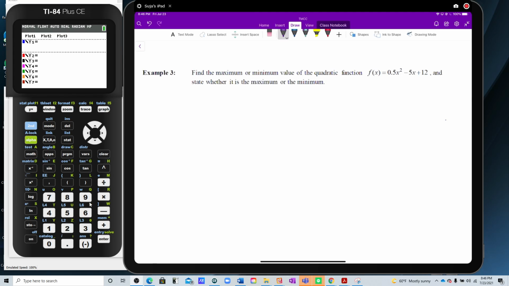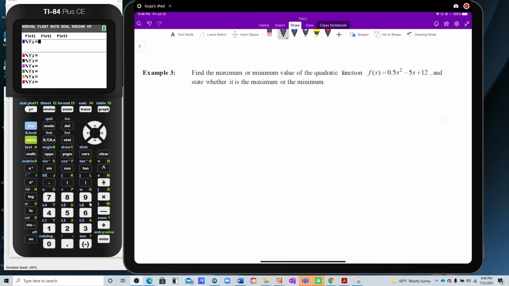In this example, you're asked to find the maximum or minimum value of the quadratic function. And also, the question is asking, by looking at the problem, can you identify if it has a maximum value or a minimum value?